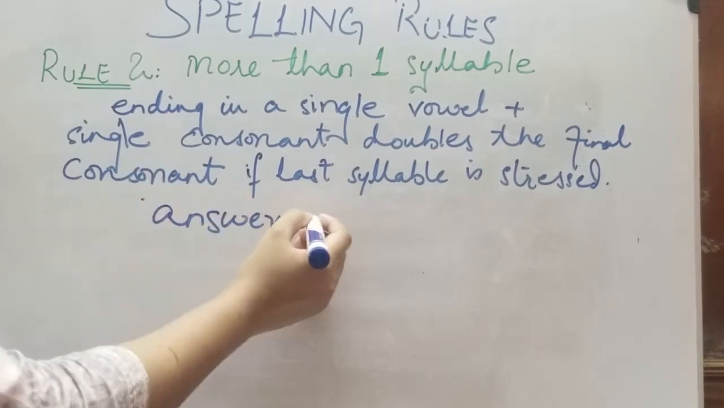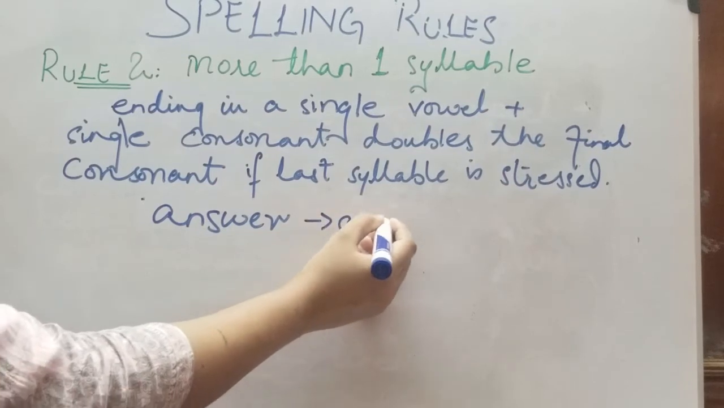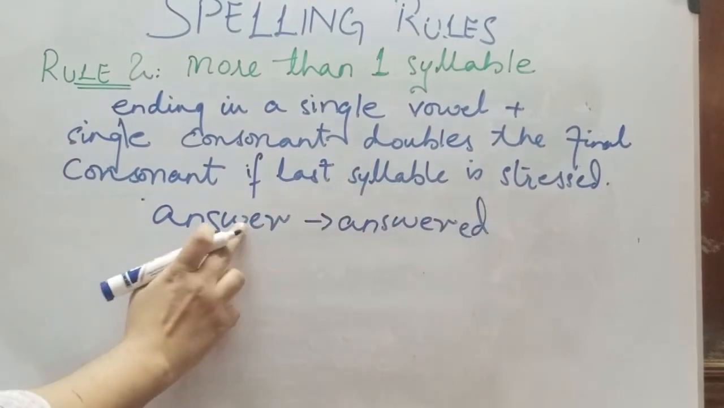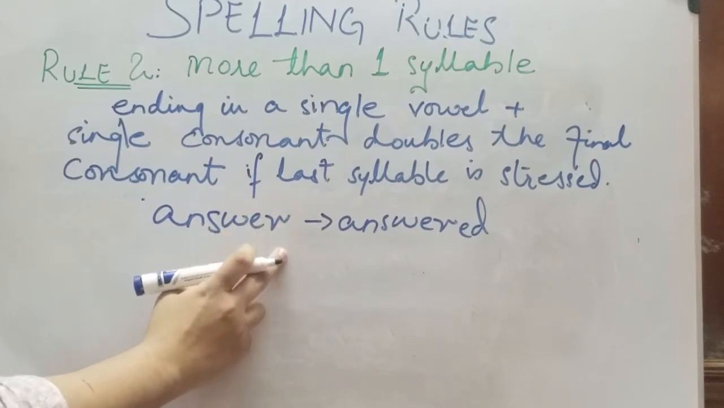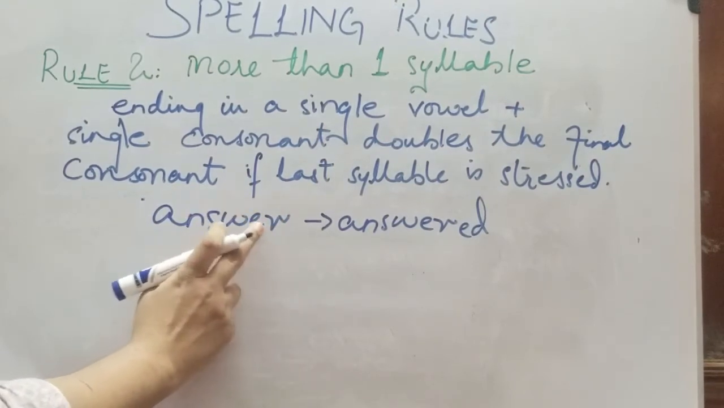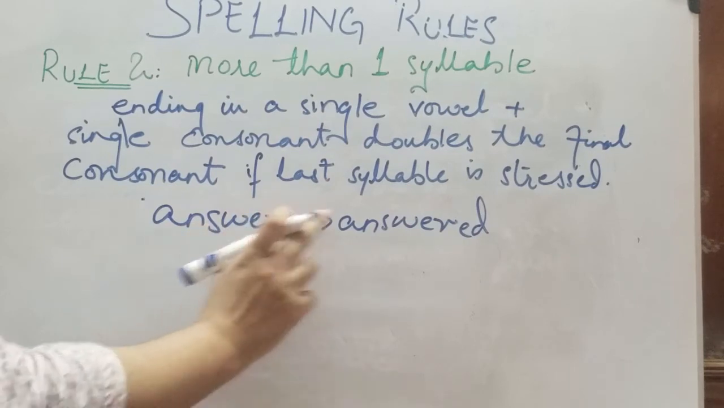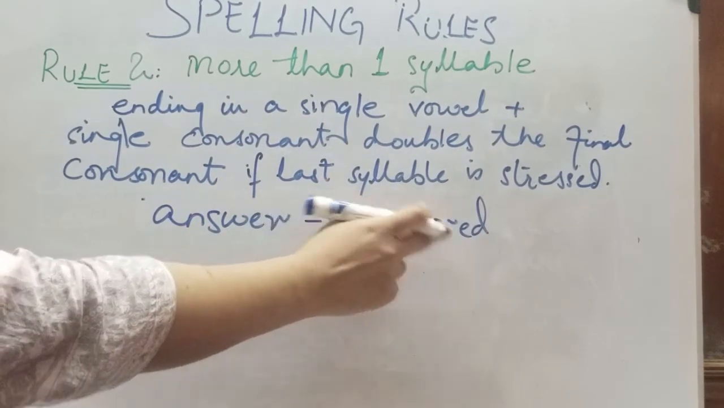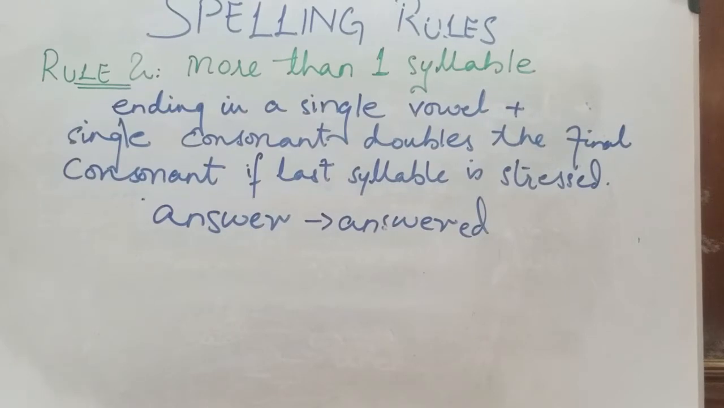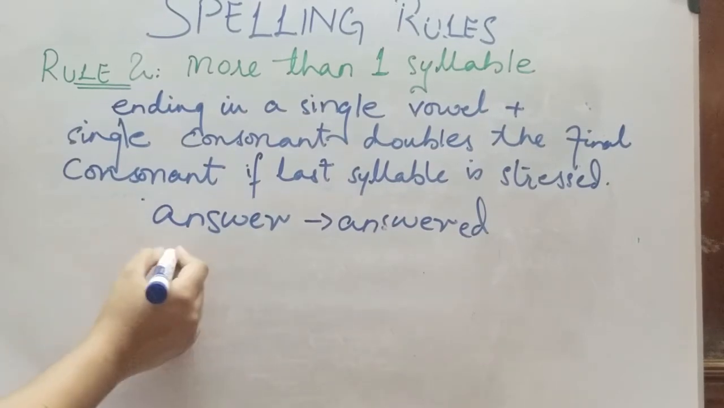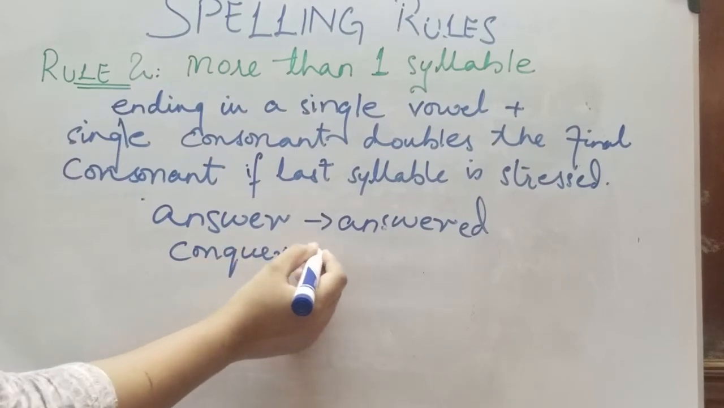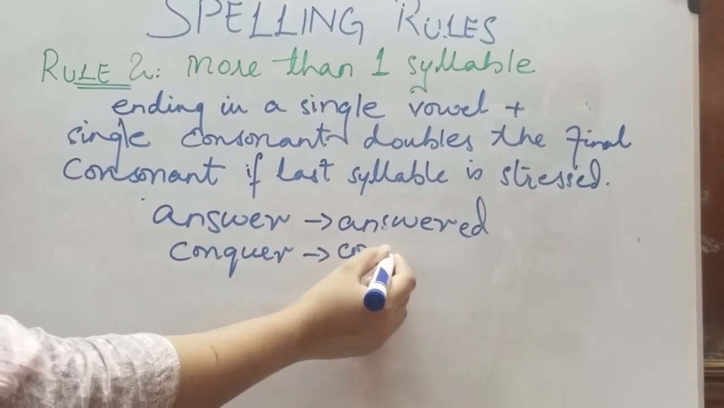So now it becomes answered. Though we have a single vowel over here as well as a single consonant, but we are not putting stress. Since we are not putting stress, that is why we are going to write it as a single consonant, answered. We cannot have double R over here. Conquer. For conquer, again you have conquered.